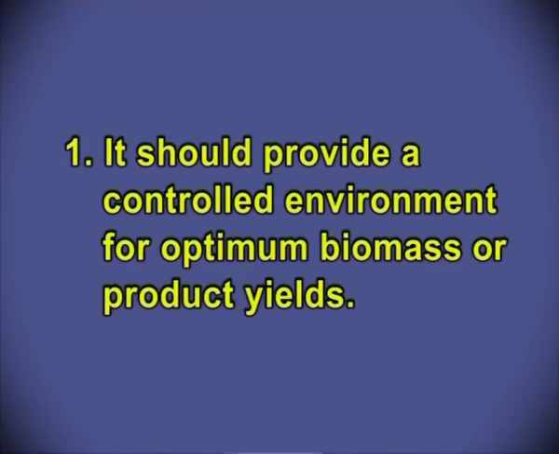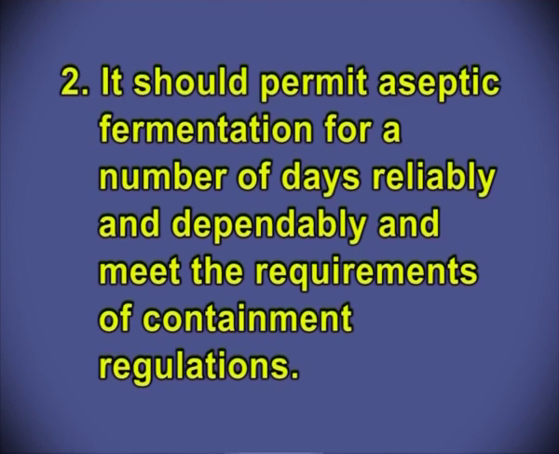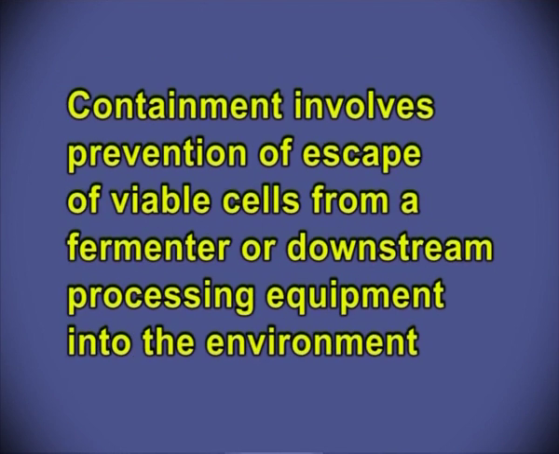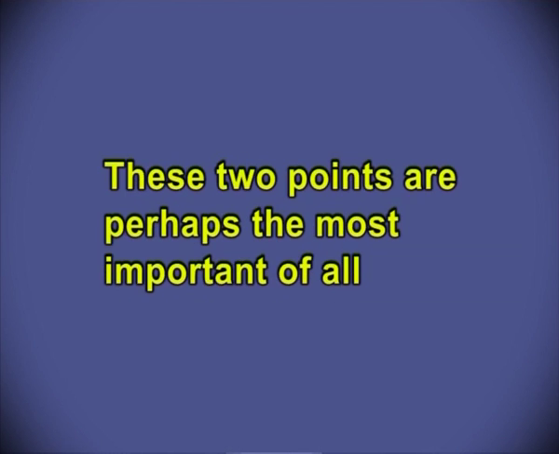Basic functions of a fermenter are as follows. It should provide a controlled environment for optimum biomass or product yields. It should permit aseptic fermentation for a number of days reliably and dependably and meet the requirements of containment regulations. Containment involves prevention of escape of viable cells from a fermenter or downstream processing equipment into the environment. These 2 points are perhaps the most important of all.